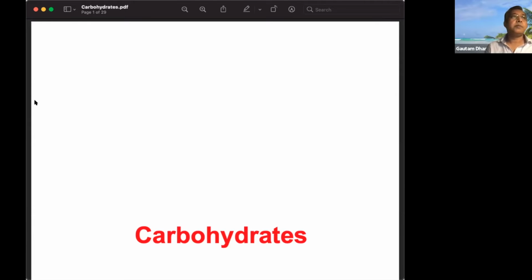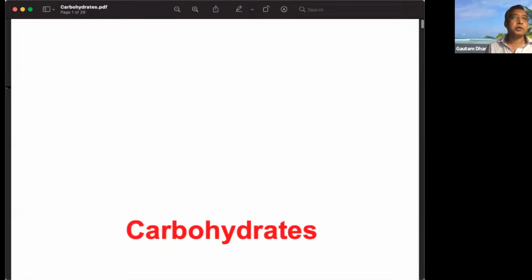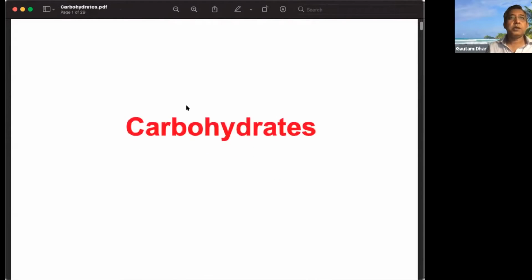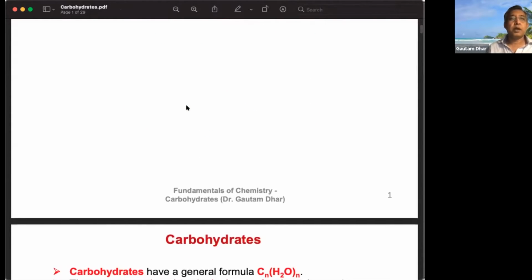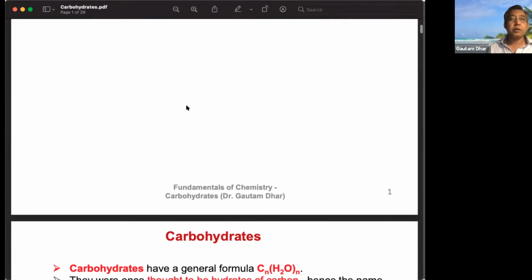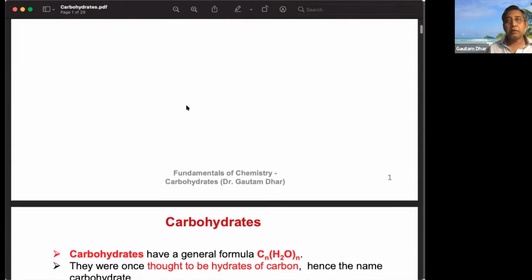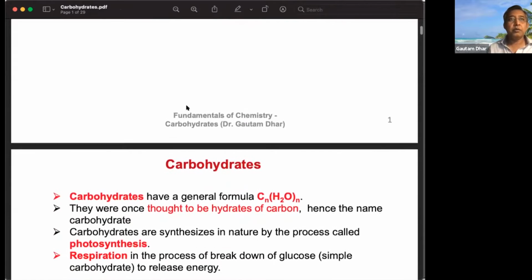The carbohydrate chapter. This is the first of the biomolecules, and the first important one. We'll cover carbohydrates, and then we'll cover the proteins, and DNA. We'll see how much we can do on the DNA.